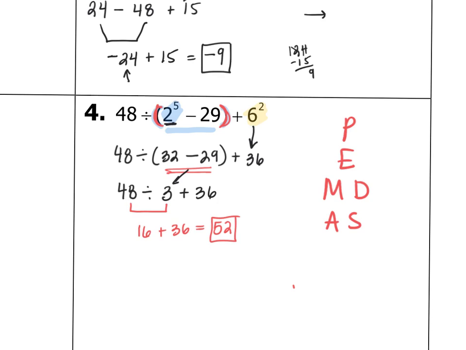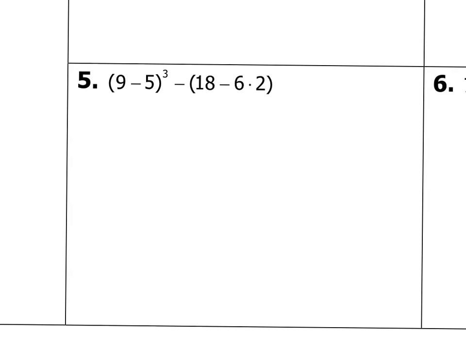52. In this next example, we have parentheses in multiple places. First, notice here that this parentheses is being raised to the third power, which means whatever this comes out to is going to then be raised to the third power.